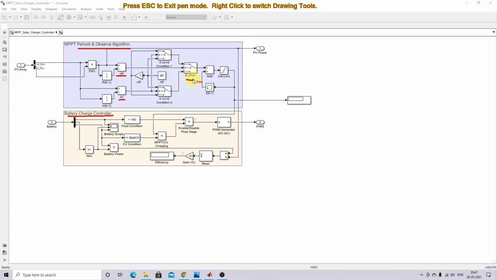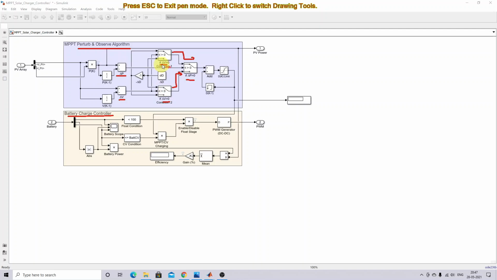If change in power is greater than zero, next you have to check the change in voltage condition. That means if change in power is greater than zero, it will allow this input. If change in power is not greater than zero, it allows this input. So after checking this change in power, we have to come here. That means we need to check the change in voltage, right?